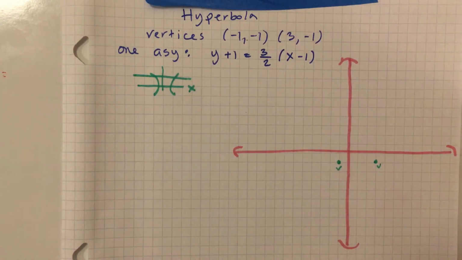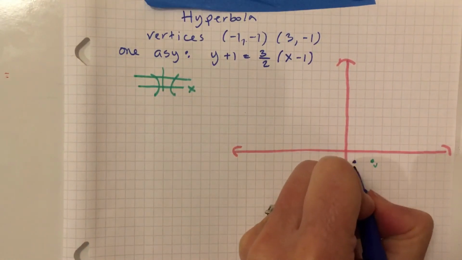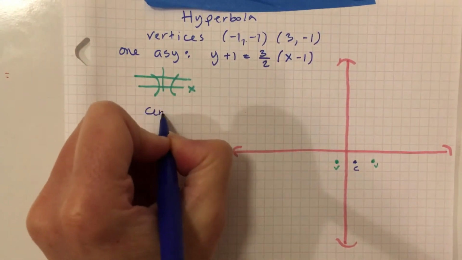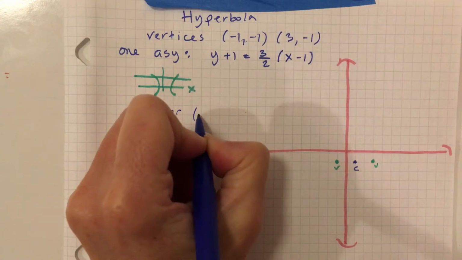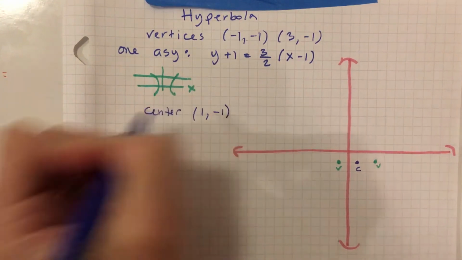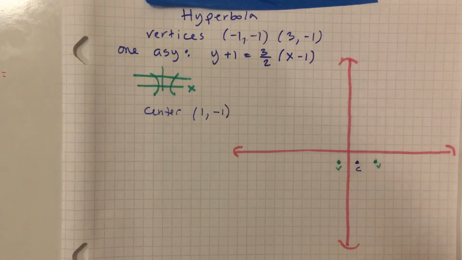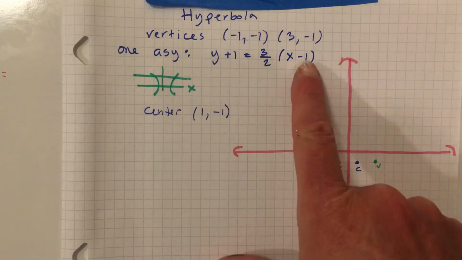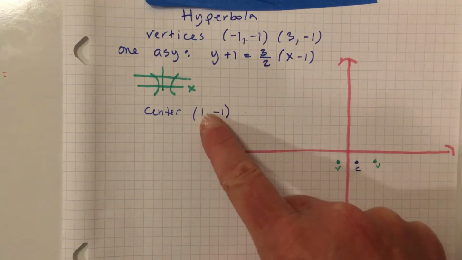All right, and I also can find my center, because the center has to be right in the middle, so now I know my center is (1, -1). They don't give you any other piece of information, but they do give you the asymptote. And if you notice, this (1, -1) is the center, which we knew.